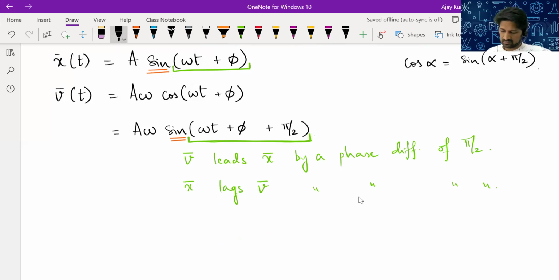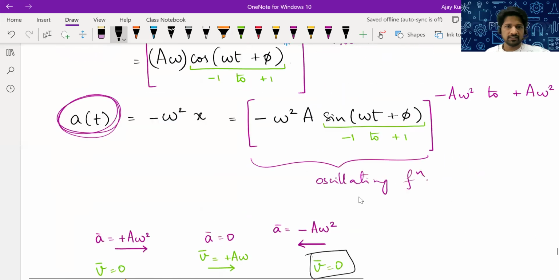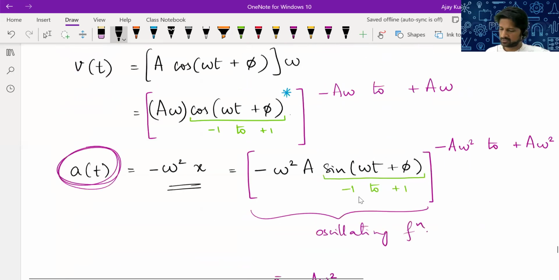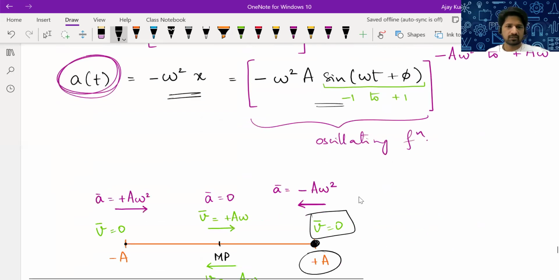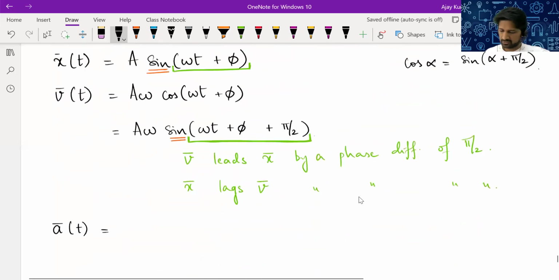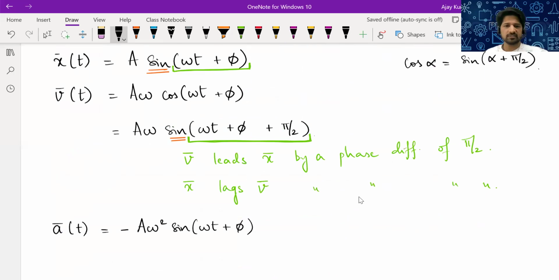Next, acceleration. Acceleration as a function of time, we know it is minus omega square multiplied with x. And we have written the equation also here. Minus omega square multiplied with x becomes minus a omega square sine omega t plus phi. So acceleration function is minus a omega square sine of omega t plus phi. Now acceleration is already written in terms of the sine function.